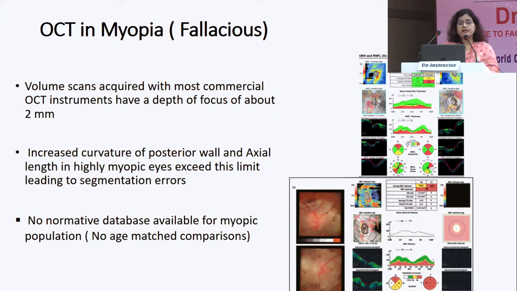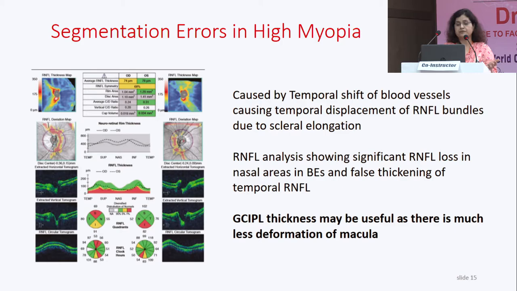As for OCT in myopia, one should not depend on OCT, especially if the myopia is high. It could be fallacious. One reason is that the volume scans which are required with most OCTs have a depth focus of about 2 millimeters. And there's increased curvature of the posterior wall and increased axial length of these highly myopic eyes, which exceeds this limit, leading to segmentation error. So you won't be able to acquire the entire image in one plane. That is the reason there are segmentation errors, and there is also no normative database available for the myopic population, so there are no age-matched comparisons. So you should be able to understand the OCT of a myopic eye and not get carried away by these red defects here.